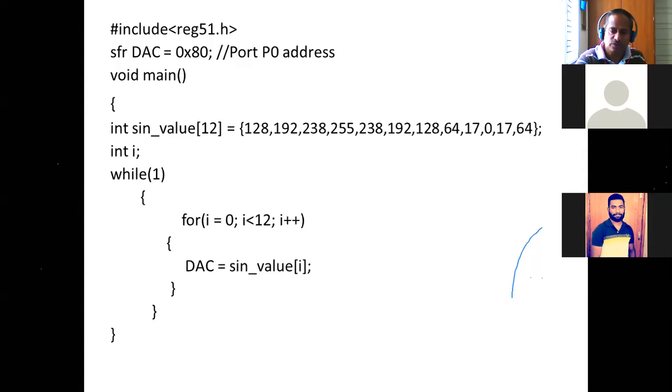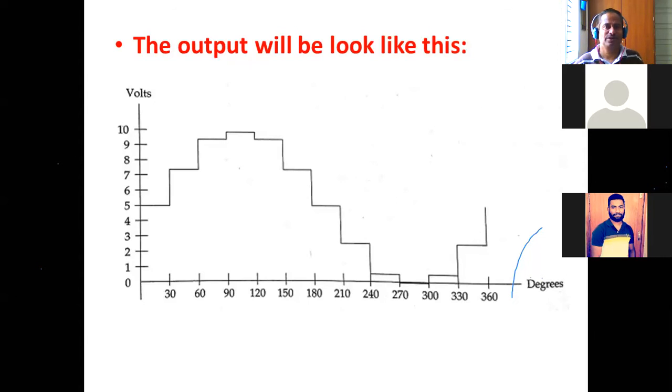Okay. So if you draw the graph, it looks like this. See, it is not an exact sine wave. We are getting a stepped sine wave. This is because we have not used infinite values of theta. We used only 12 values of theta, that is every 30 degrees. From 0 to 30 degrees, we have only one value of voltage. From 30 to 60 degrees, again we have only one value.